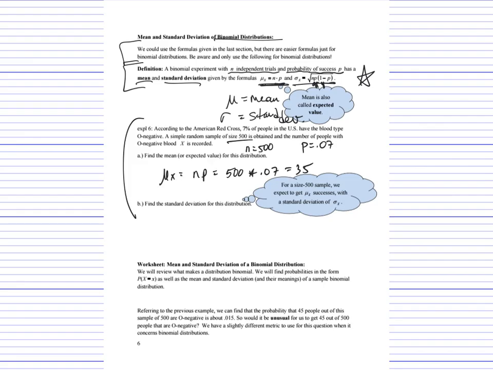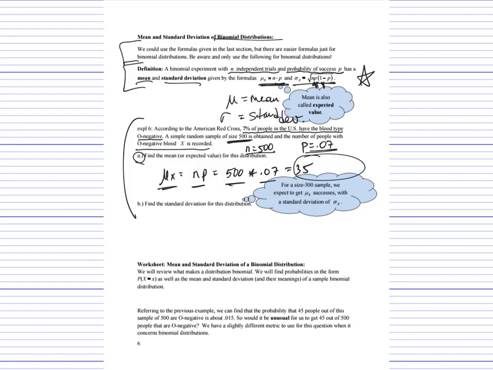Okay, for part A, first of all, let's read this over. According to the American Red Cross, 7% of people in the U.S. have blood type O negative. That's going to be our P. A simple random sample of size 500, we've got our N here, is obtained and the number of people with O negative blood, X, is recorded. So, finding the mean, I just go mu of X equals N times P, and N is 500, P is 0.07. Multiply them together, you get 35.